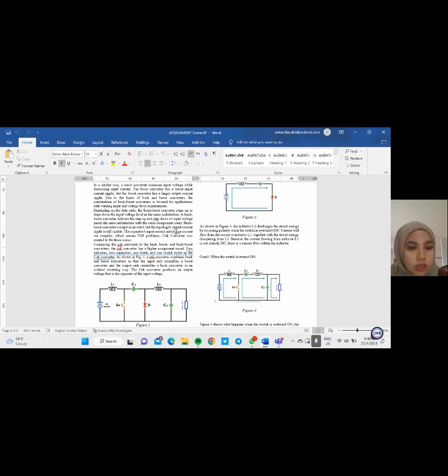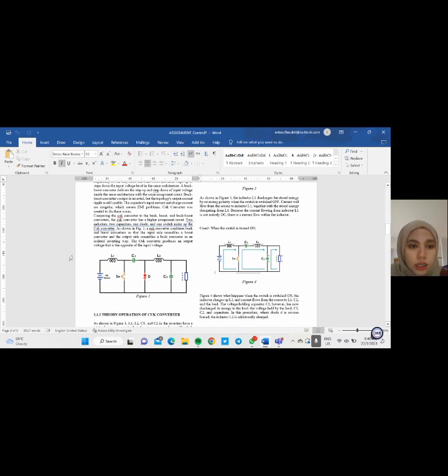Cuk converter was created to fix these issues. Comparing the Cuk converter to the buck, boost and buck-boost converters, the Cuk converter has a higher component count: two inductors, two capacitors, one diode, and one switch to make up the Cuk converter.